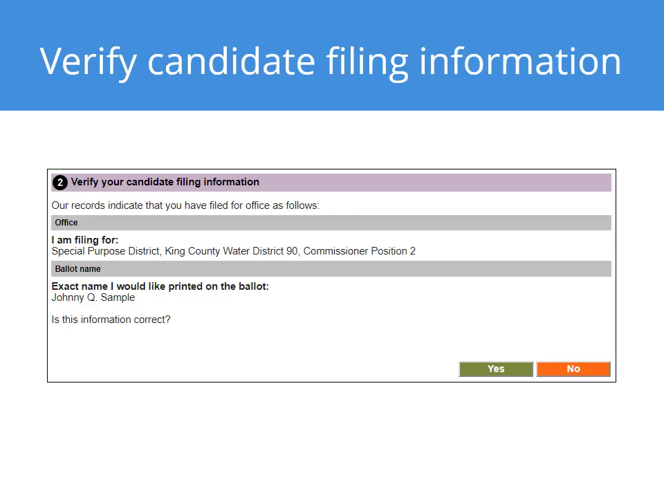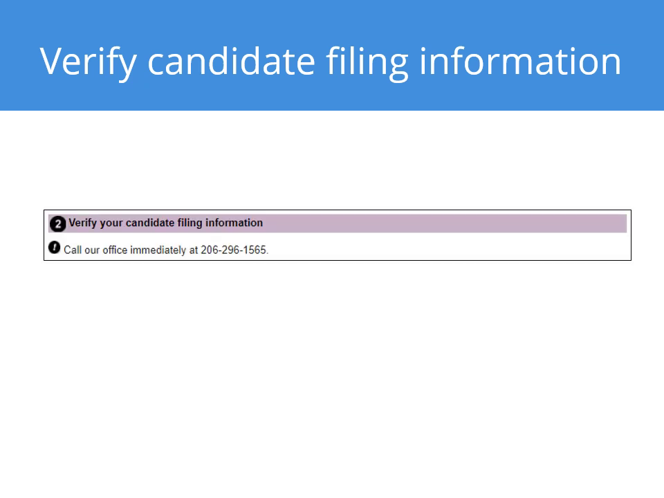On this screen, you will verify your candidate filing information. If the information listed is correct, click on the Yes button to continue. If the information is incorrect, press the No button. If your candidate filing information is incorrect, call our office immediately. King County Elections is open Monday through Friday between the hours of 8:30 a.m. and 4:30 p.m.